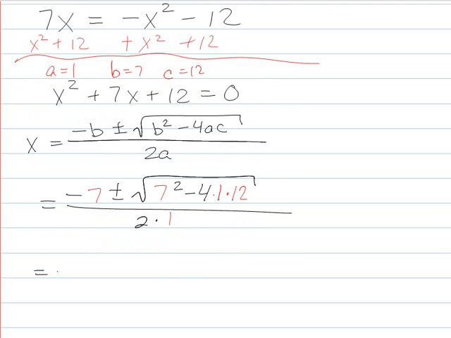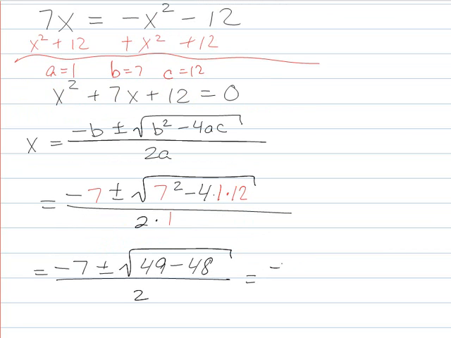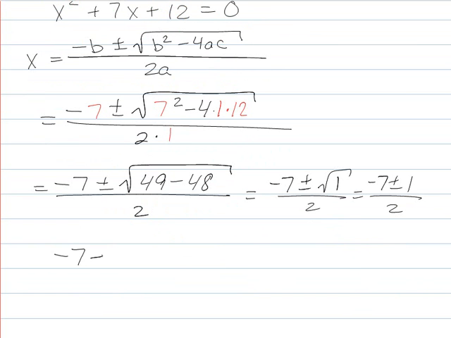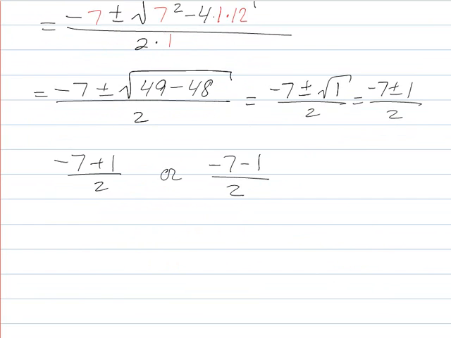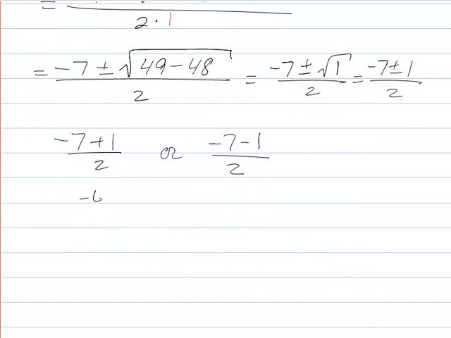Okay, so I've got negative 7 plus or minus the square root of 49, and 4 times 12 is 48, over 2. So minus 7 plus or minus the square root of 1, which is 1. So I have two solutions. I have this, or the minus part. So I've got minus 6 over 2, which is negative 3, or minus 8 over 2, which is negative 4. So I have two solutions.